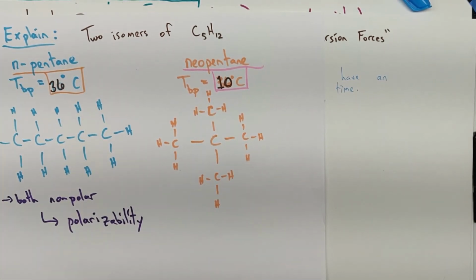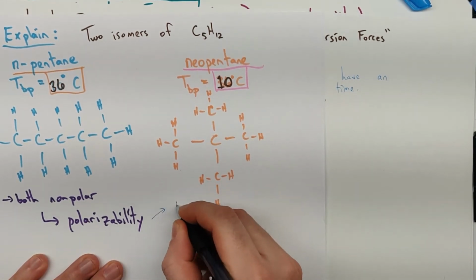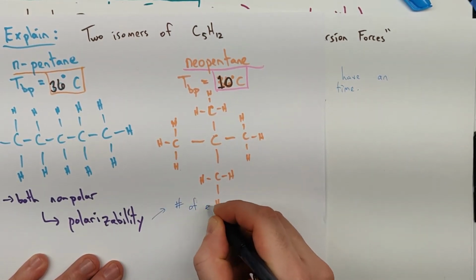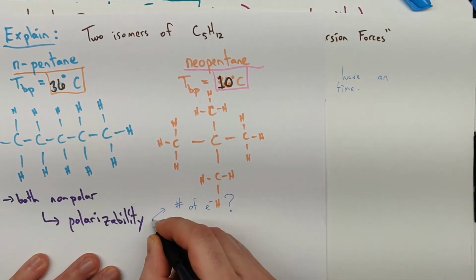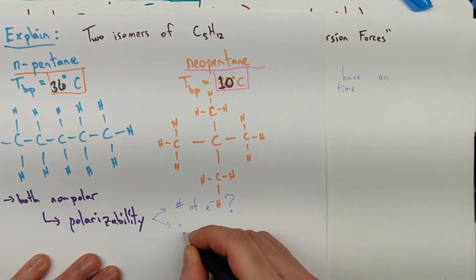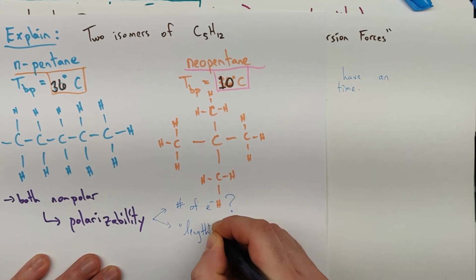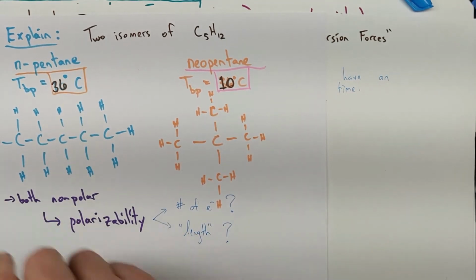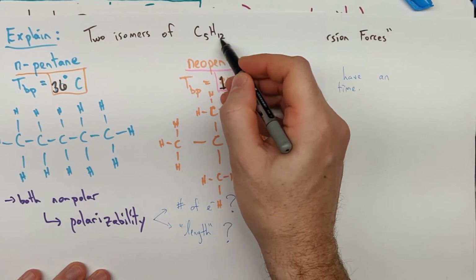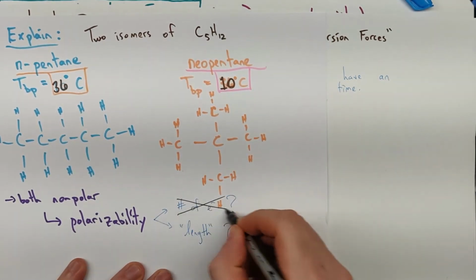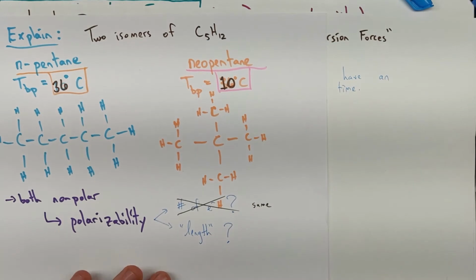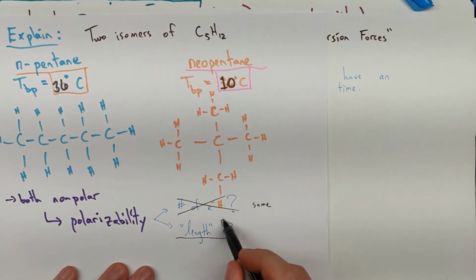There must be some difference in polarizability. Our two key factors for polarizability that we had mentioned were the number of electrons and the length, as we called it. And so a quick glance here says, oh, if they're both C5H12, they both have the same number of electrons. So the only possible answer we can have is something to do with length.